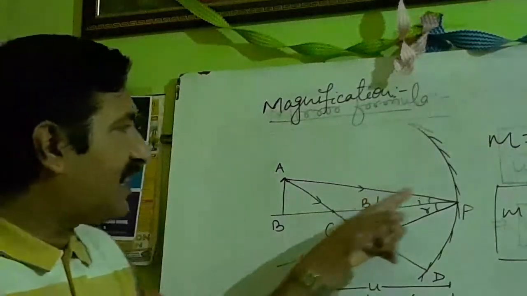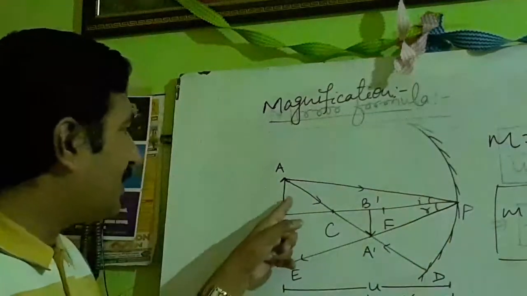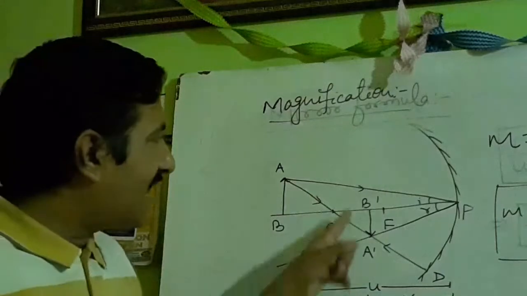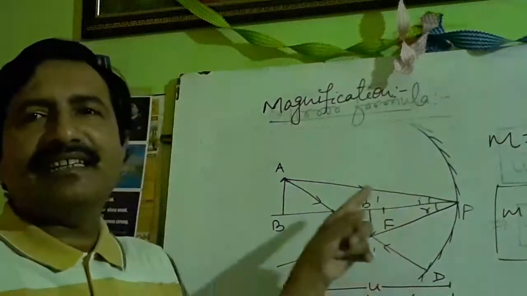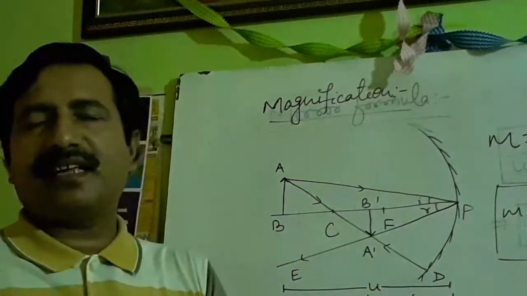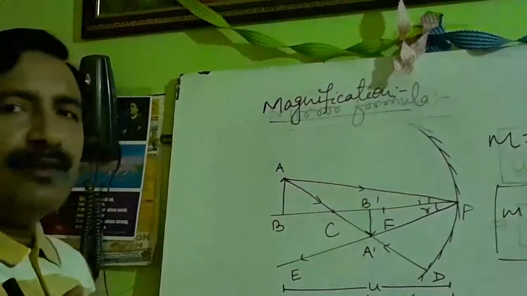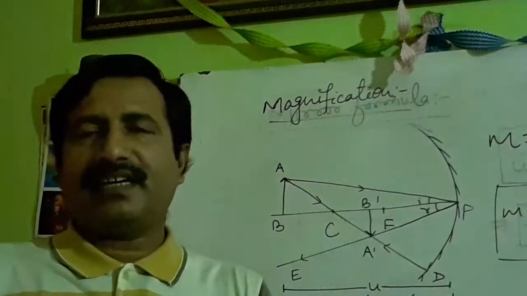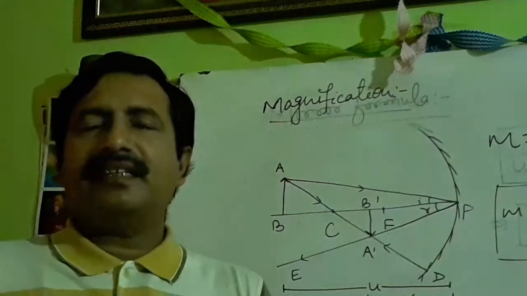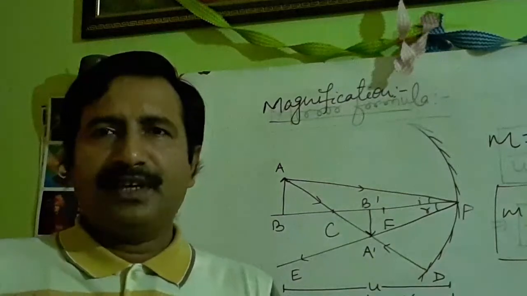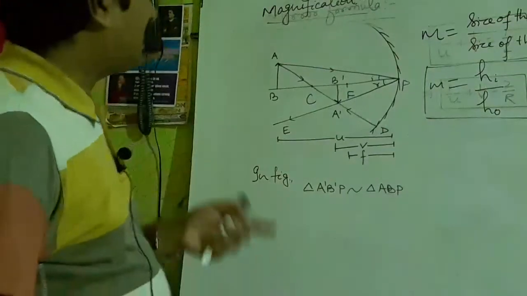You see in A'B'P, angle B' is a right angle. In ABP, angle B is a right angle. In A'PB' and in ABP, i and r are the angle of incidence and angle of reflection. So by the law of reflection, these two will be equal. When two angles of a triangle are equal to two angles of the other triangle, then the remaining angle will also be equal. So these two triangles are now similar to each other.